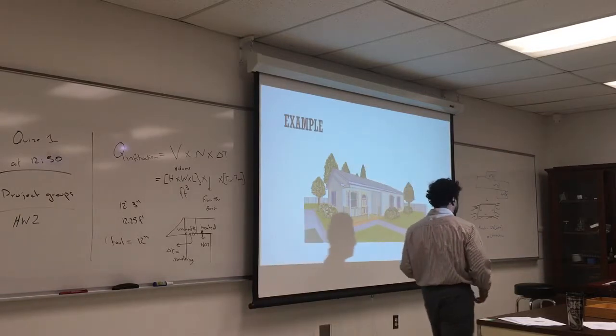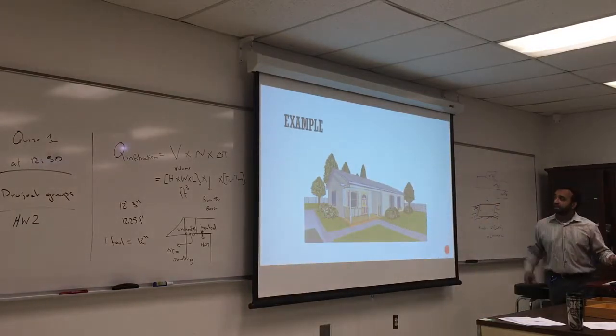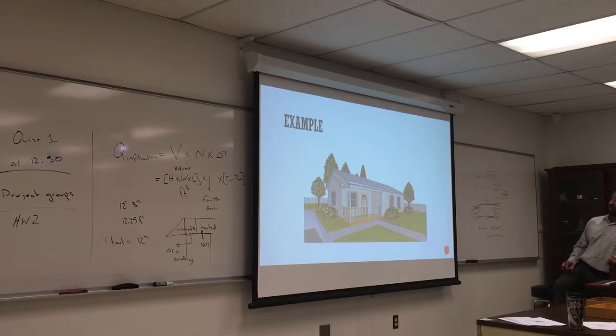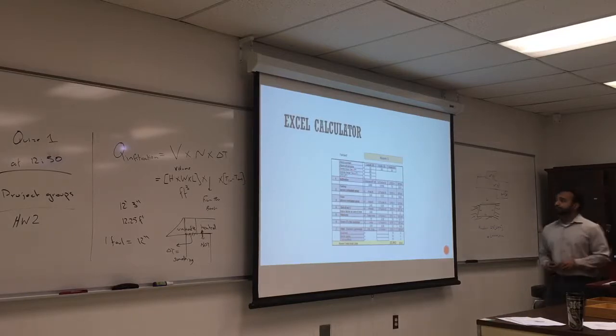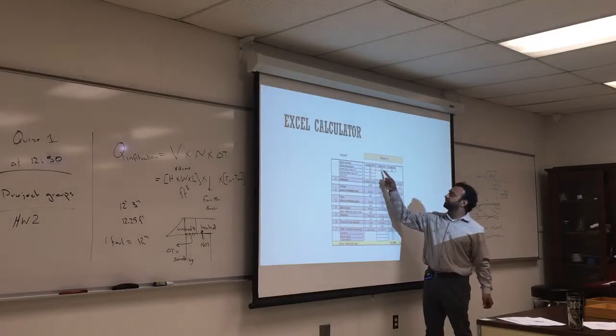So here's an example. Same example as I started with, and I'm going through all the calculations in the Excel sheet that I showed you. So room one, first of all, you want to put in the dimensions. Length, width, and height.